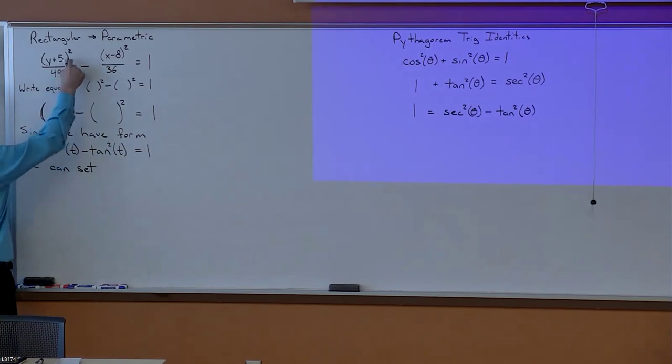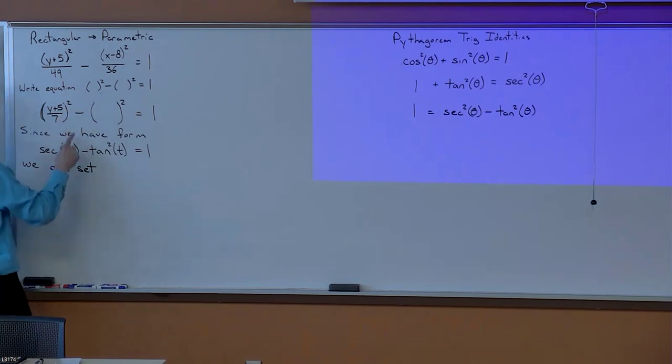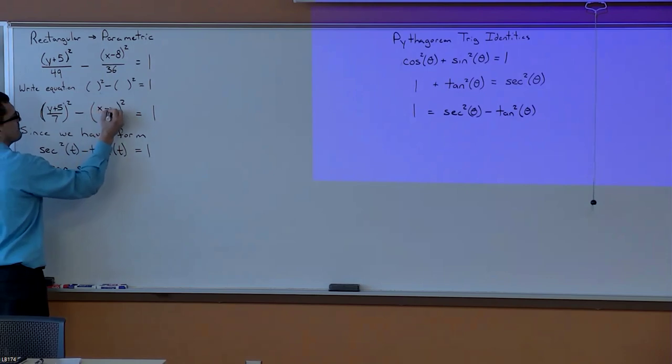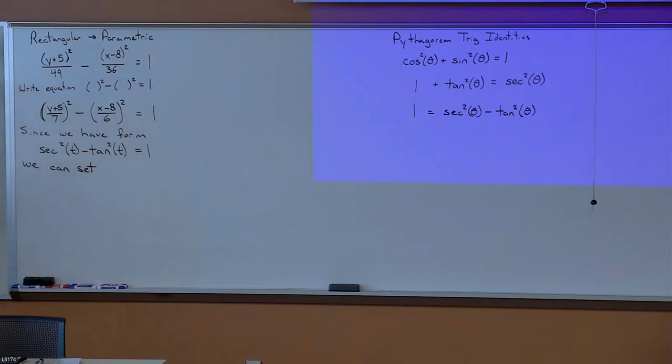And before we get to do my substitutions, I need to write this whole fraction as being something squared. So I get (y plus 5) over 7, squared, minus (x minus 8) divided by 6, squared, equals 1. So make sure you convert those things to something squared minus something else squared. Now I have the form that I want, the secant squared minus tangent squared form.